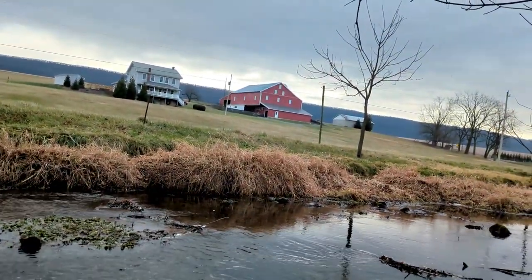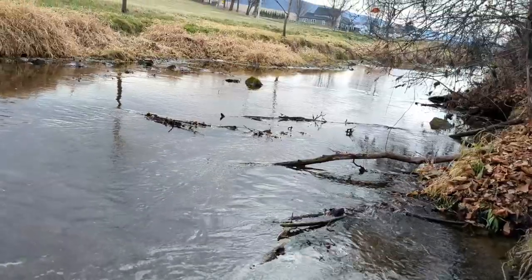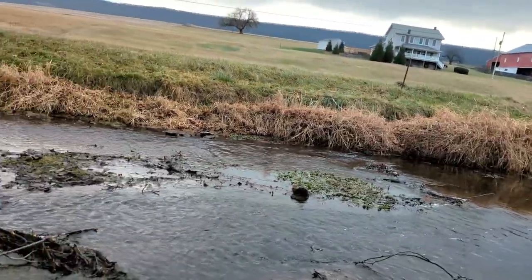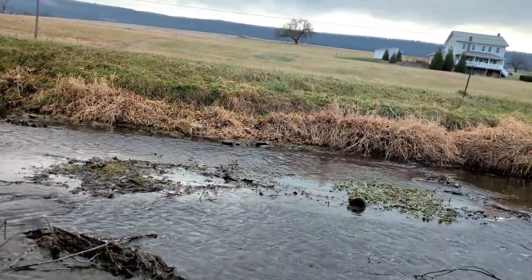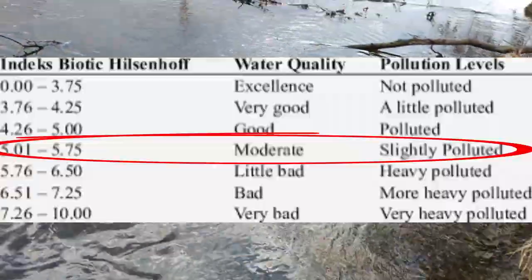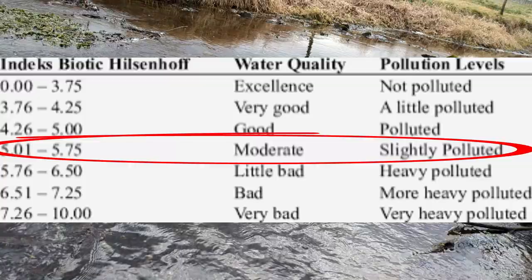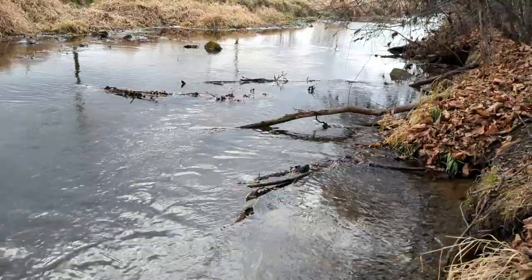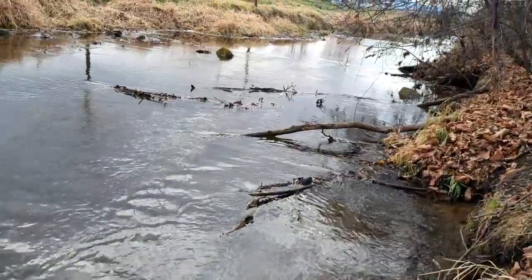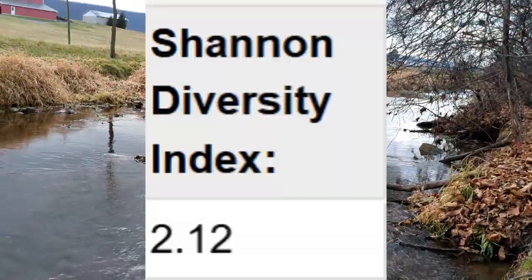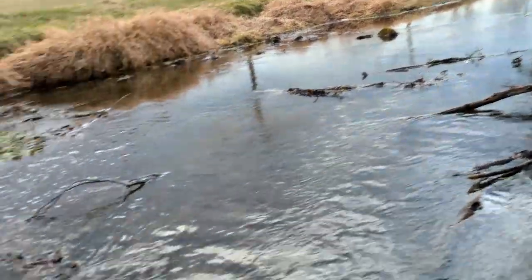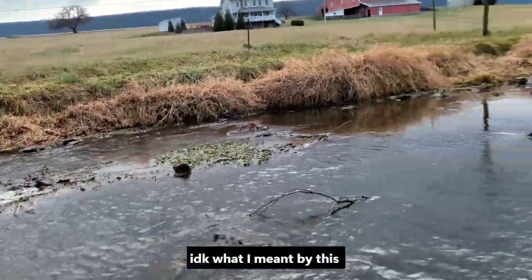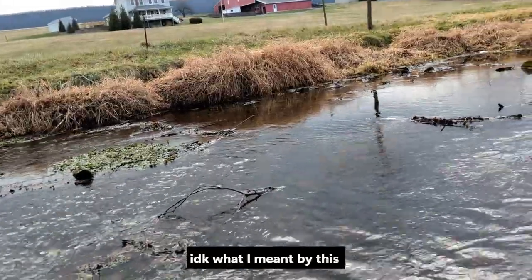And then it had about a 5.2 on the Hilsenhoff index, which is an index telling how much pollution, essentially, the stream experiences based off the macroinverts that are tolerant to pollution, which is a scale from 0 to 10. So it's basically in the middle. And then it had about a 2 for Shannon diversity index, which is also kind of in the middle. It's not like, wow, you have a ton of diversity, but also not like you only have one species. It's relatively diverse, but not incredibly so.